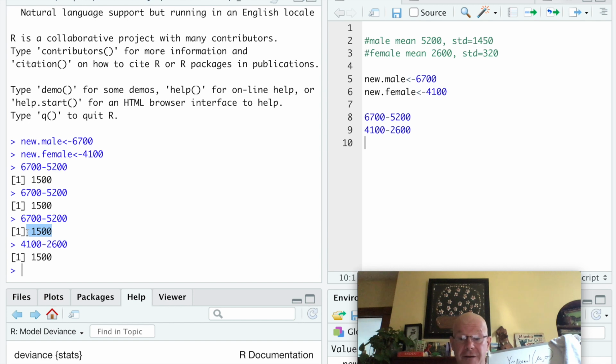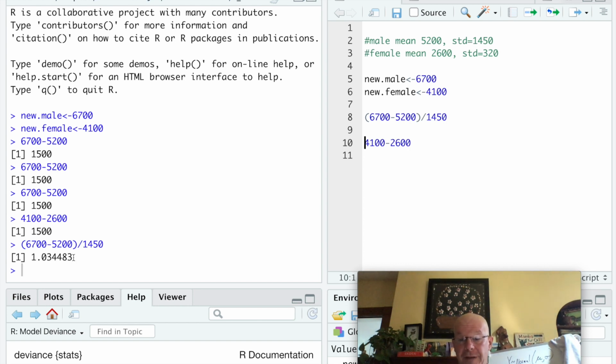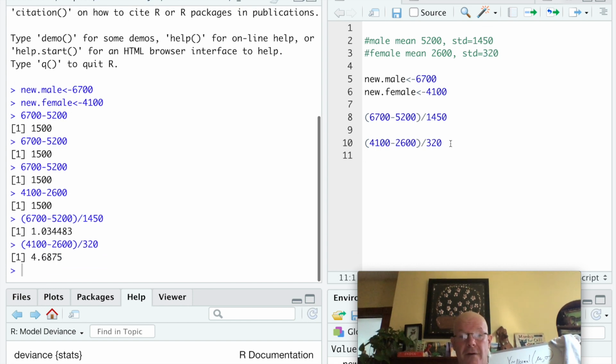But when we convert them into units of standard deviations, which we can do, let's do that first for the male. I will divide it by the standard deviation for a male. We see that that male is roughly 1 standard deviation greater than the average male. And we can likewise do the same thing for females. And that female is roughly 4.7 standard deviations greater than the average female. So even though their actual difference from the mean was the same, given the underlying variance and standard deviation of both males and females in that population, the female is clearly the more extraordinary specimen, right? That female is 4.6 standard deviations greater than the mean, whereas that male is only 1 standard deviation greater than the mean.